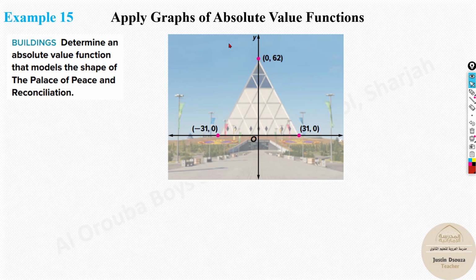Now here we can see this particular problem: determine an absolute value function that models the shape of the Palace of Peace and Reconciliation. Now this is the Palace of Peace and Reconciliation, and you can see its shape is in terms of an absolute value graph. You can see this is the vertex, but it's going downwards, so negative sign. How would you graph it?